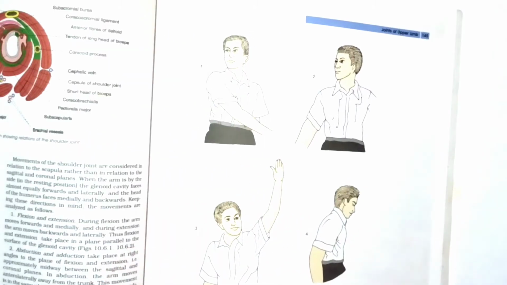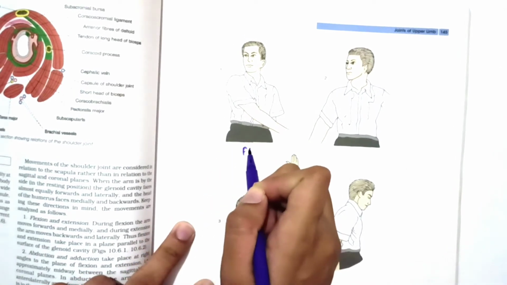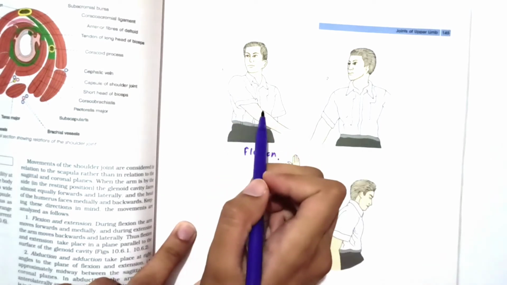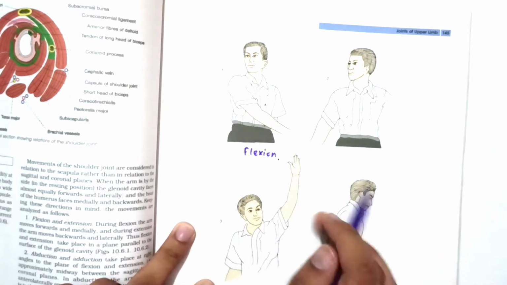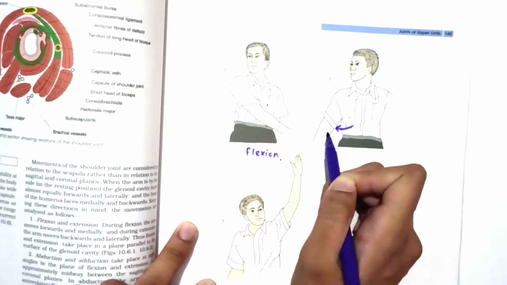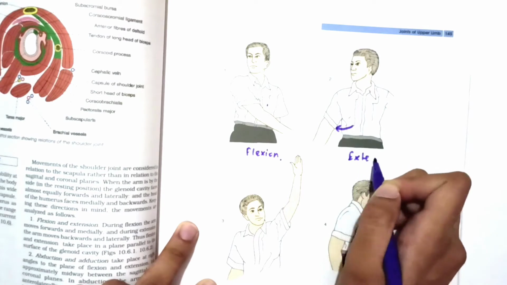You can also see these movements in these diagrams. This one is the flexion, when the flexor surface is coming closer to the flexor surface of your body, and when you bring it back to the normal position, it means extension.